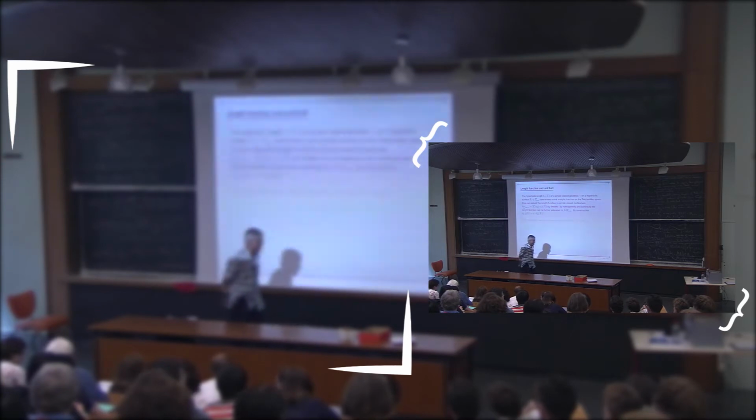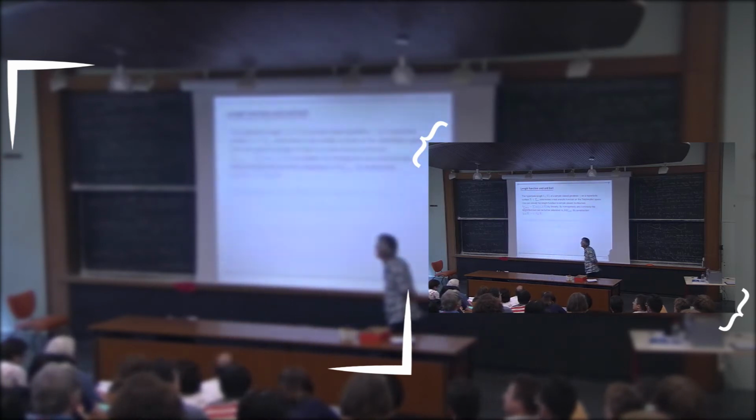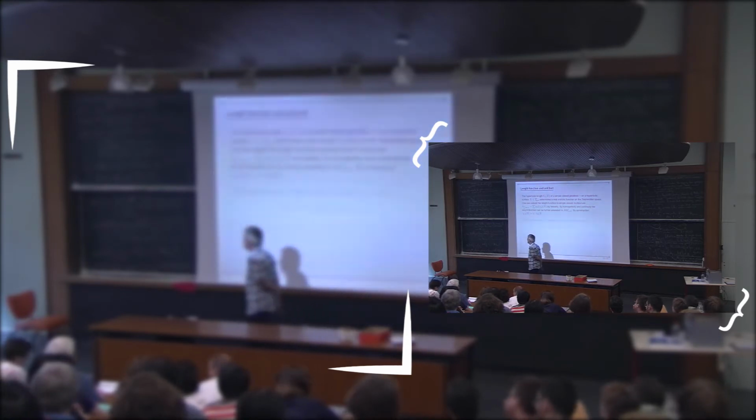And the dimension of the space of measured laminations, why isn't it 6g minus 7 plus 2n? You said last time that... I don't know how to reply to this question.